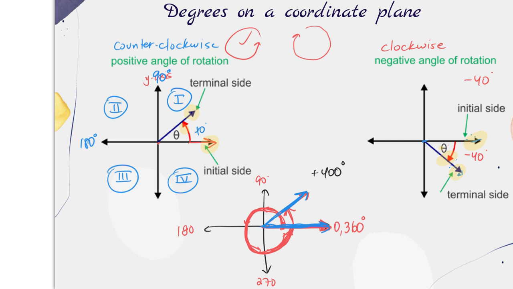Do I need to have all the red showing the revolution? Not in WebAssign. If you check your answers, WebAssign's just going to have the blue angle there. But for me and on our assessments, you are going to have to show me the rotation, that you started at the initial side, you did 1 revolution, and you went 40 more degrees up to 400 degrees.